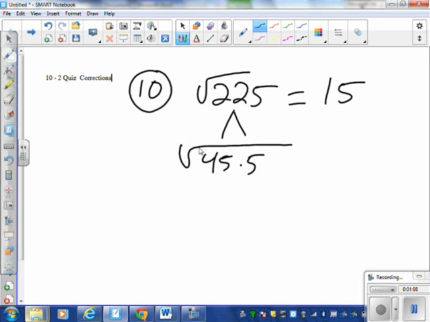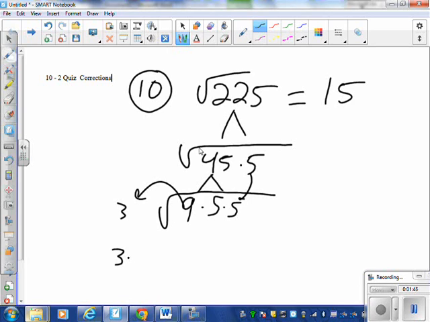If I take 45, I can break that down into 9 times 5. Just bring my square root sign on top of that. Don't forget to bring down this 5 with that problem. So now I have 9 times 5 times 5. Inside the square root sign, we have a perfect square, 9. What's the square root of 9? That would be 3. So the 3 comes out.